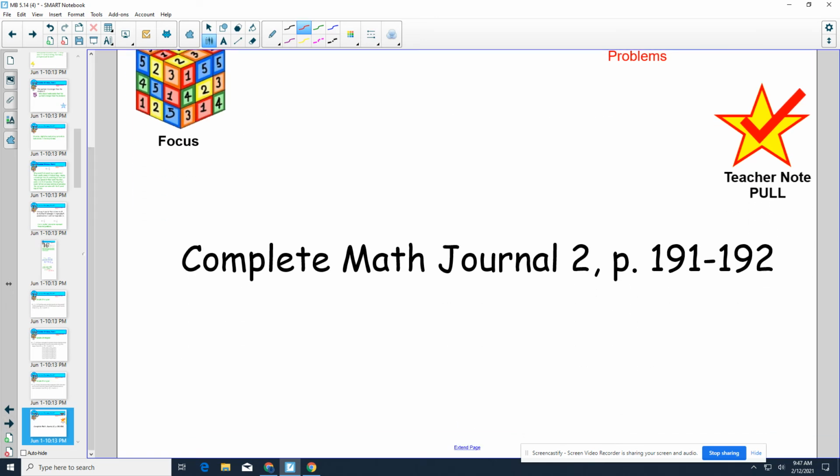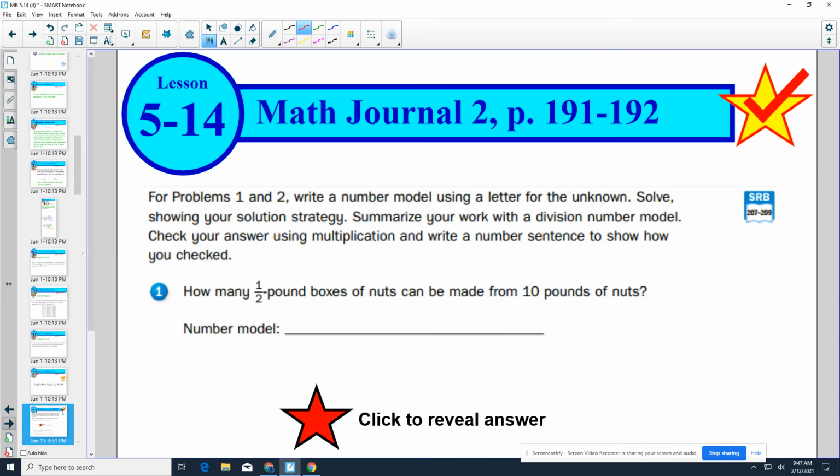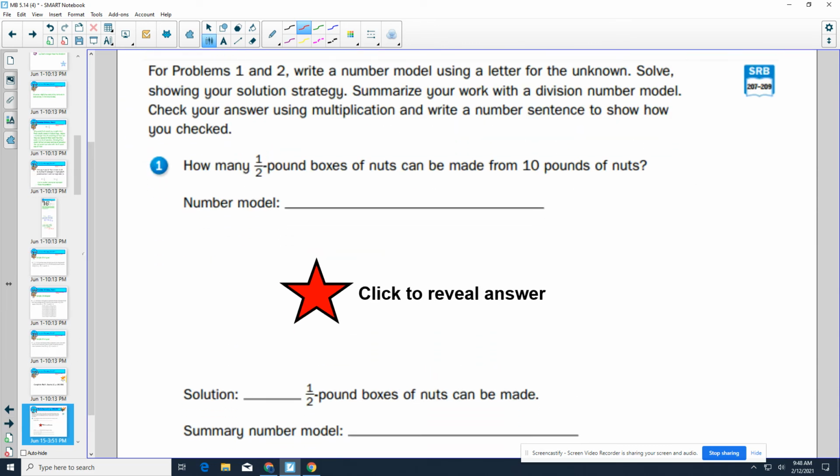Go ahead and open your math journal to page 192. So let's look at the directions here. It's pretty long, so we want to make sure we follow all of them. For problems 1 and 2, write a number model using a letter for the unknown. So the letter for the unknown is called a variable. So you'll see that later in pre-algebra.